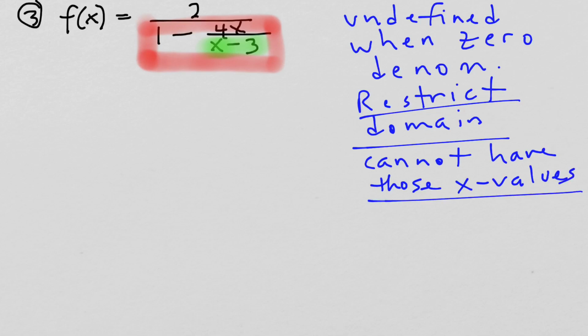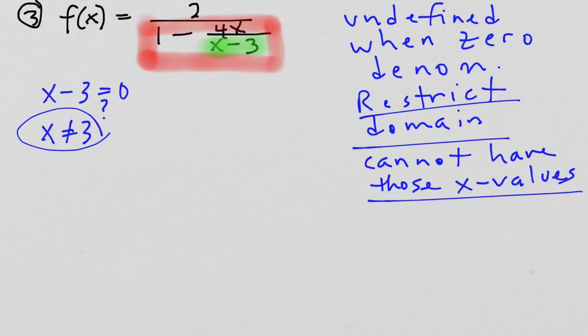So let's try the green part first. When is x minus 3 going to be 0? x is equal to 3 would cause a 0 in that green part. So we're going to say x cannot be 3.